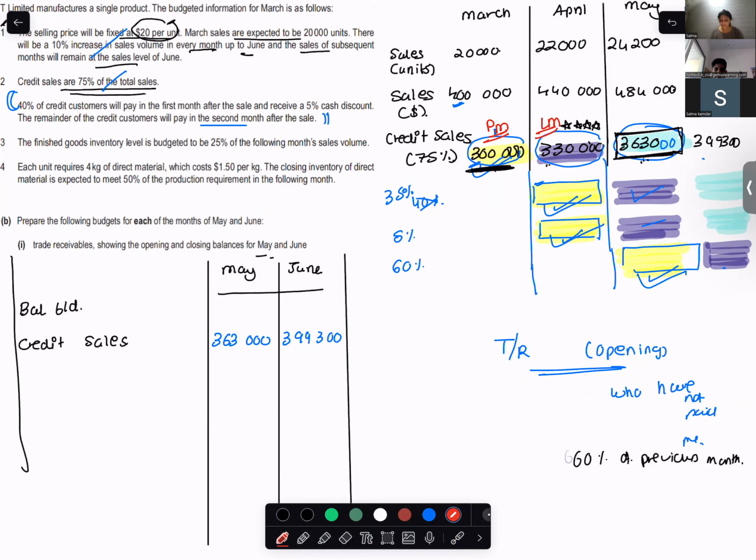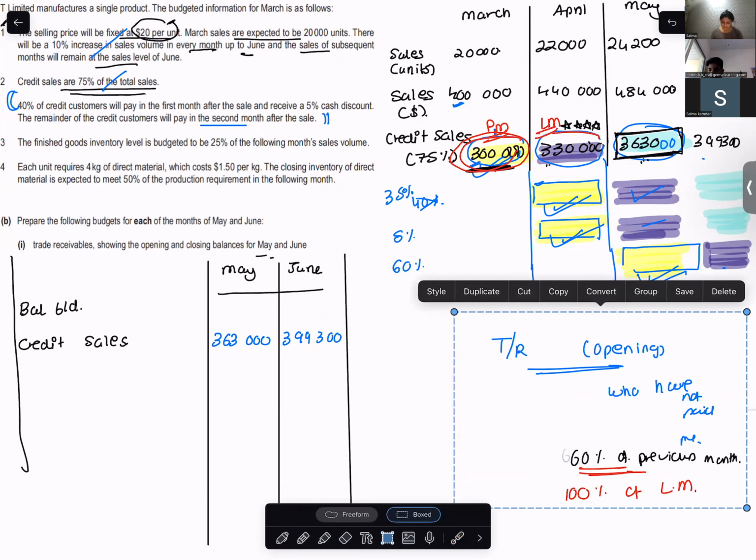So when I am talking about the opening balance of trade receivables, it would be 60% of the previous month. That means it is 60% of the March sales, and 100% of last month. Because I will receive 40% now, but at the beginning of the month, this full amount is pending, and 60% is pending, which I will receive. Are you sure? I got it now.